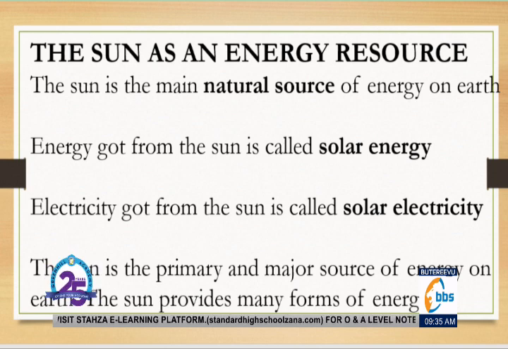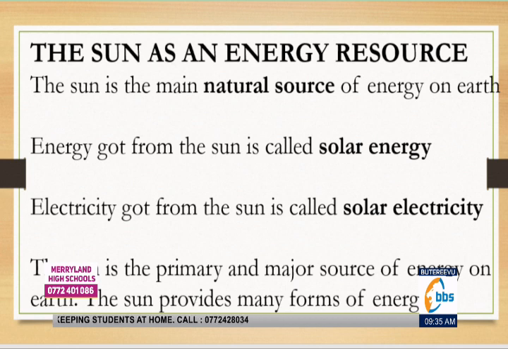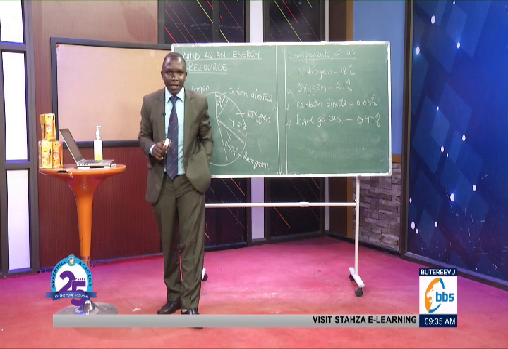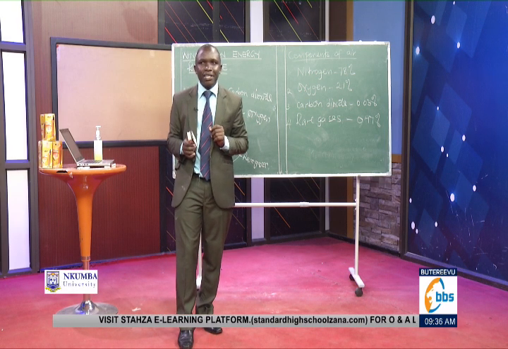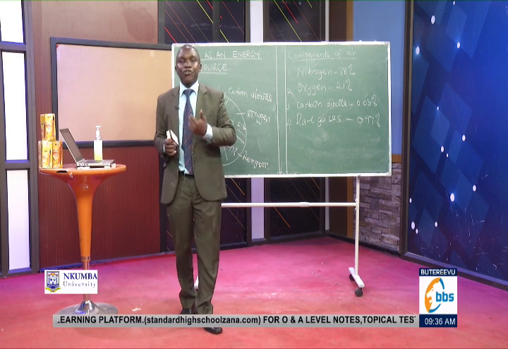Then, the other uses of the sun as an energy resource. I told you that the sun provides light, which enables people to see properly, and enables plants to make their own food. During which process? During the process of photosynthesis. So sunlight enables plants to make their own food, and we've already seen it is used to generate solar electricity. Heat from the sun also enables the skin to make vitamin D. Some people always say you go under the sunshine and get vitamin D. The sunshine does not provide vitamin D, but it enables the skin to make vitamin D.